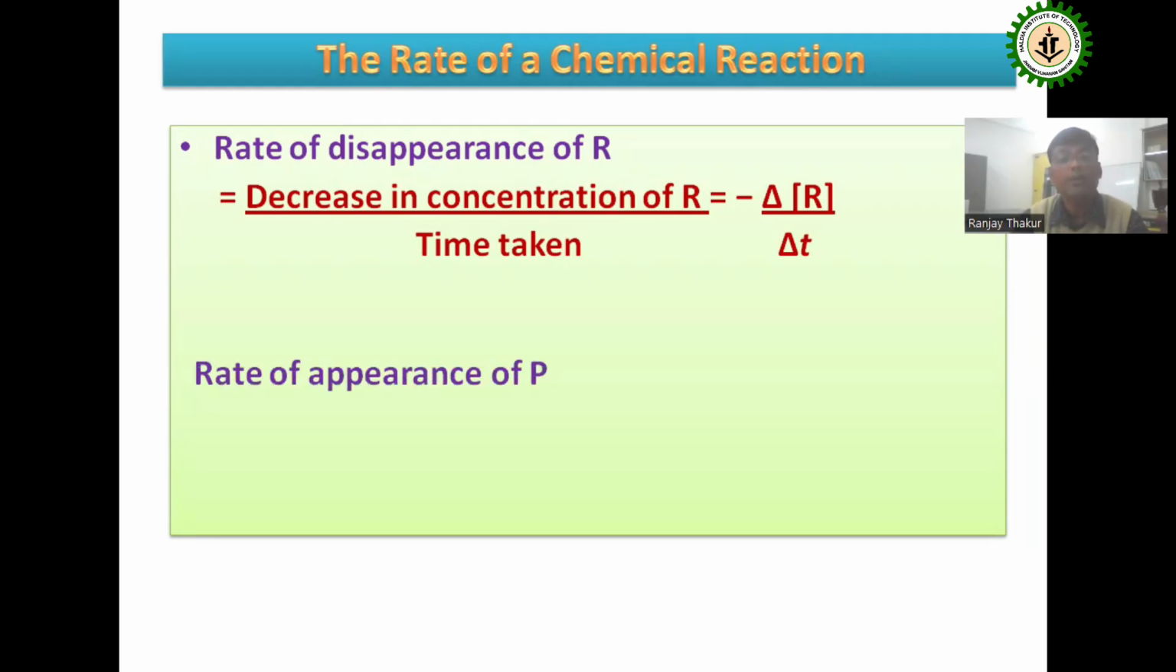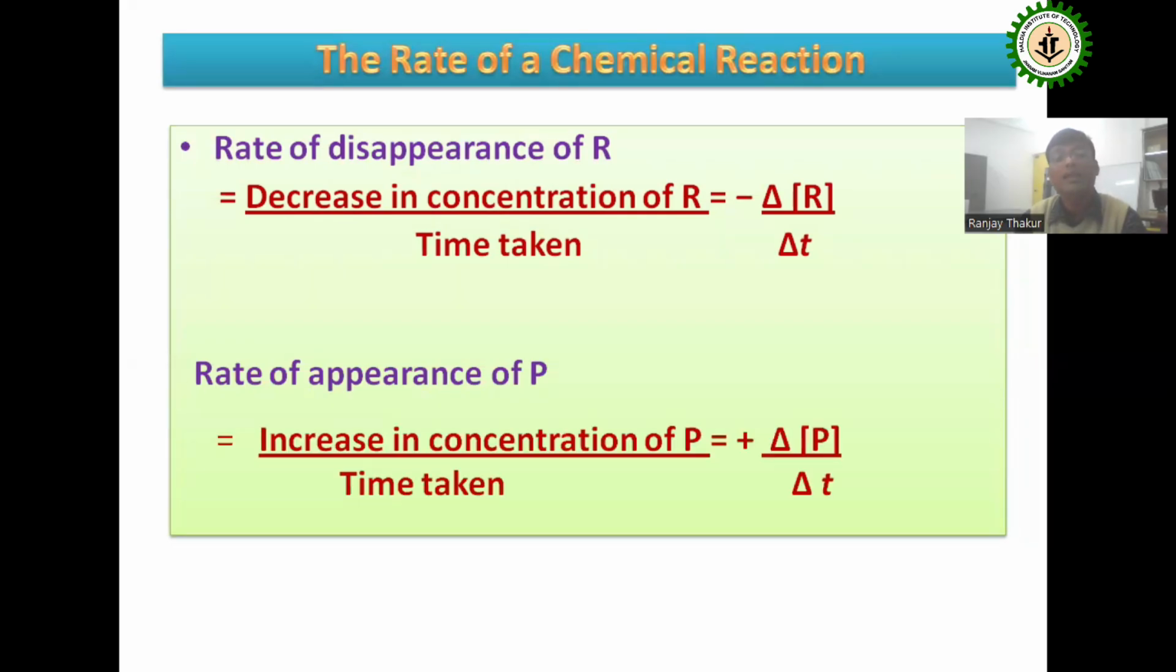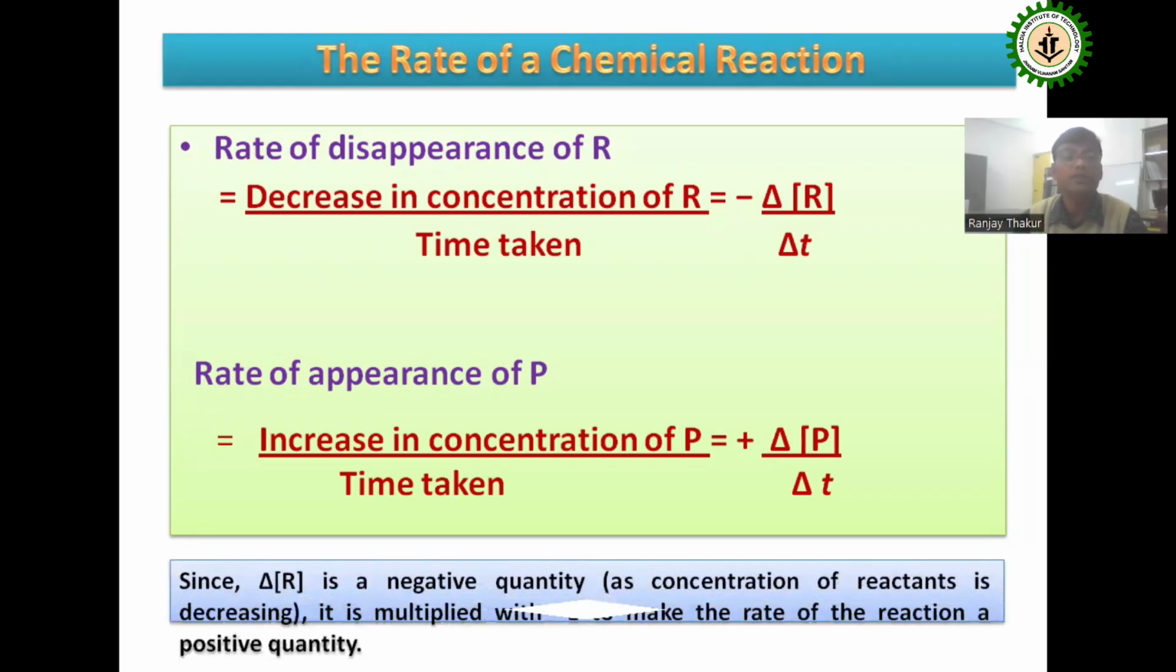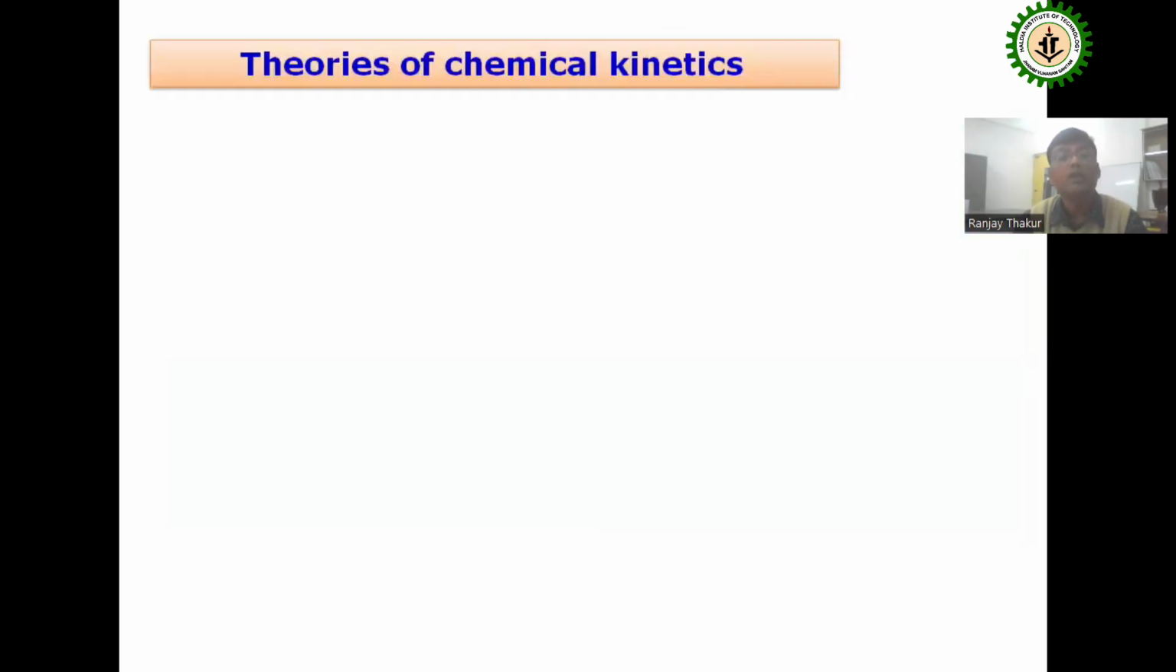And with respect to product, the rate of appearance of product P is equal to the increase in concentration of P divided by the time taken, denoted plus del P by del t, where the plus sign indicates there is an increase in concentration of product with time. Now, since del R is a negative quantity, as the concentration of reactant is decreasing, it is multiplied with a minus sign to make the rate of reaction a positive quantity.